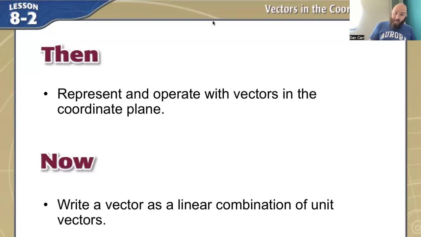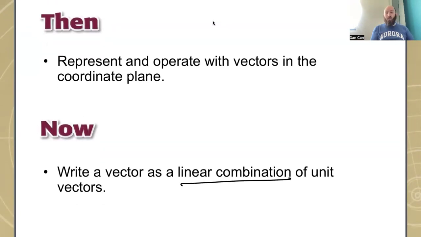Today we're going to be looking at 8-2 day 2. In this scenario, we're going to write a vector as a linear combination of unit vectors. So let's start looking at what that means.